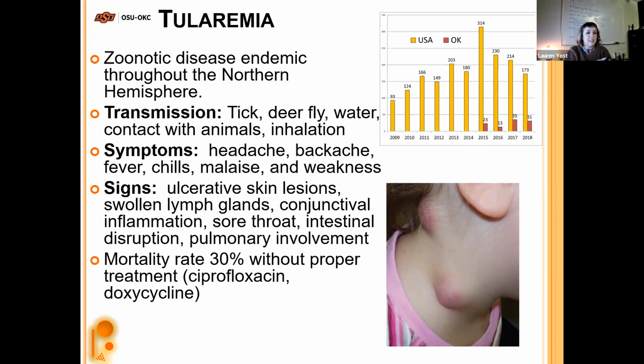It's transmitted by ticks or deer flies. It can also be transmitted by water, contact with animals that are infected, and inhalation of anything that could have the infected material in it. Symptoms will include headache, backache, fever, chills, malaise, and weakness. Signs will include ulcerative skin lesions, swollen lymph glands, conjunctival inflammation, sore throat, intestinal disruption, and pulmonary involvement as well.